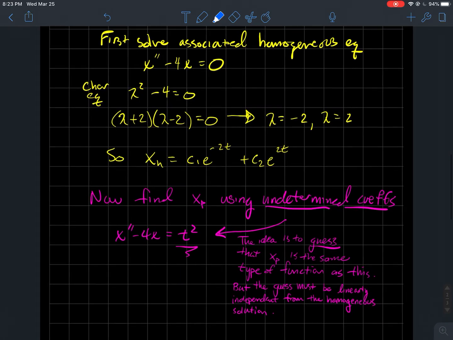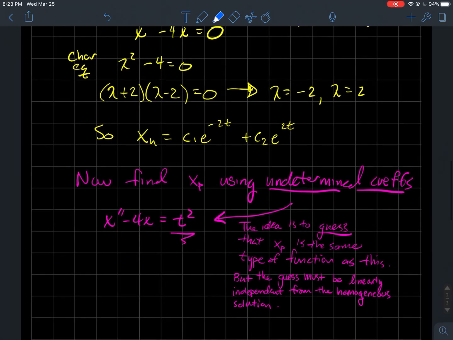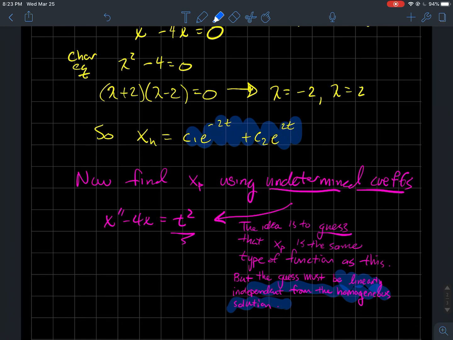But here's the idea. To figure out what xp is, we're going to guess that xp is the same type of function as what appears over on this side. So when I look at this t squared here, that's a quadratic function. So my guess in a minute is going to be a quadratic for xp. Now, there's one more thing that's going to guide your guess: your guess has to be linearly independent from your homogeneous equation. In other words, I better not guess an exponential that has a -2t or an e to the 2t in my answer.